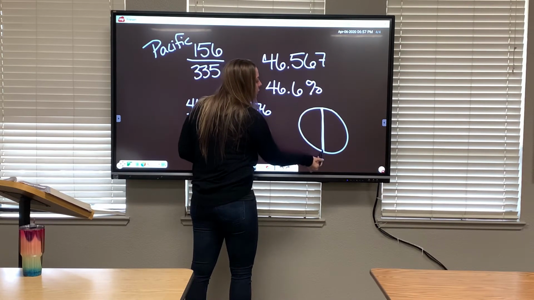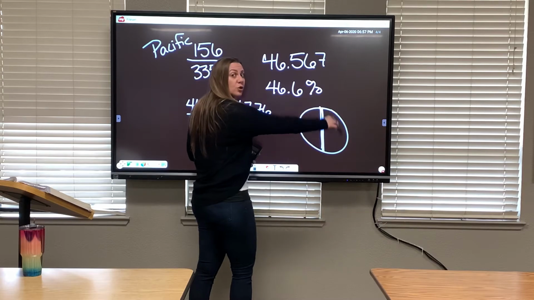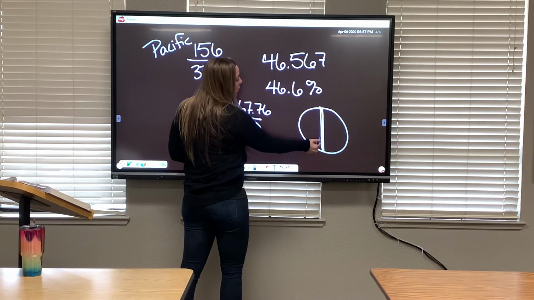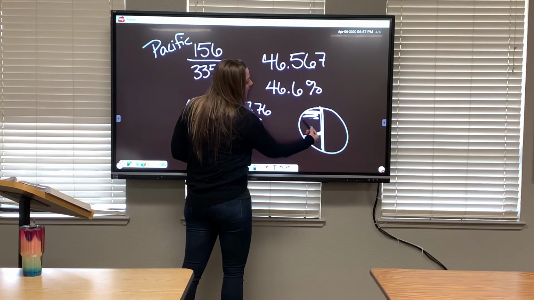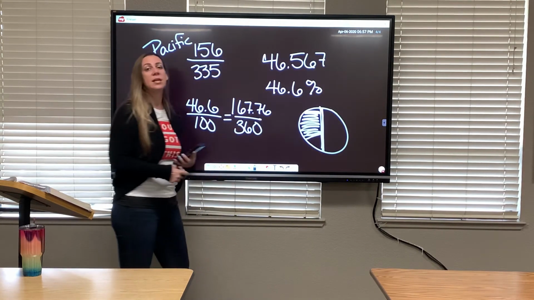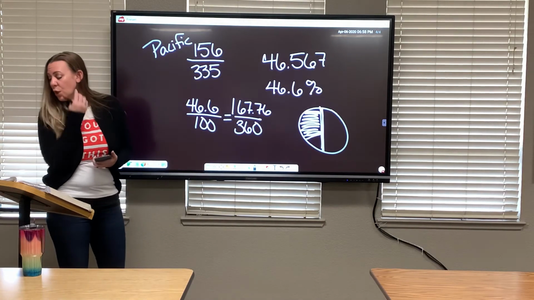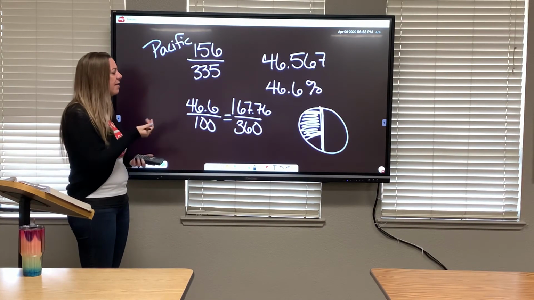Now, if this is a circle, remember a straight angle is 180. The whole circle is 360. If a straight angle is 180, this 167 is going to be just less than that. So that would be this section right here that would represent the Pacific Ocean. And you can see it is just a little bit less than half of the circle.